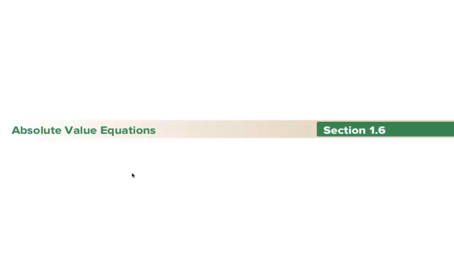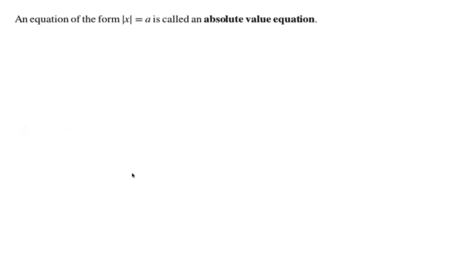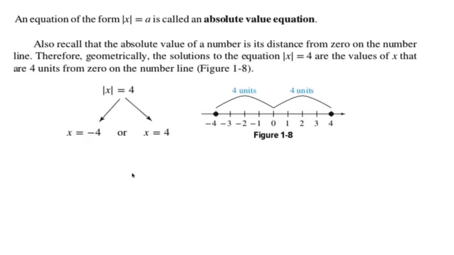Okay, 1.6 is the absolute value equations. The equation absolute value of x equal to a is called the absolute value equation, and it denotes distance from 0. So if I say absolute value of x is 4, I mean that the distance between x and 0 is 4. So I can either be at negative 4 or positive 4, because if I'm at negative 4, my distance from negative 4 to 0 is 4. If I'm at positive 4, my distance from 4 to 0 is also 4.